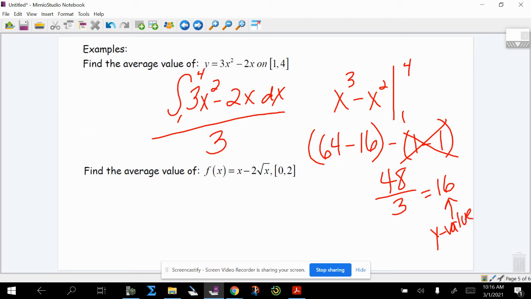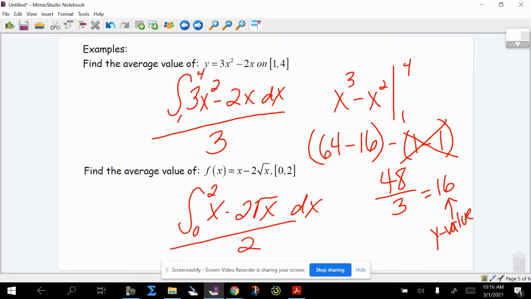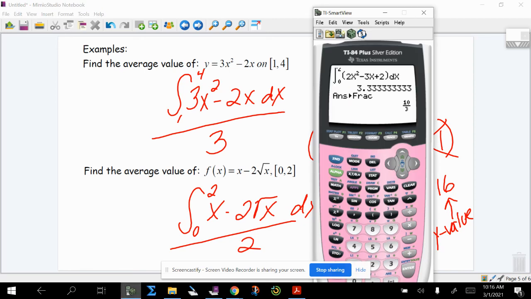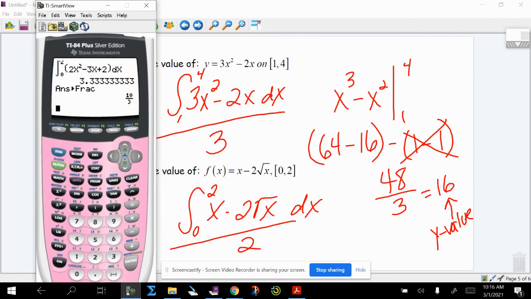Next one, I'm going to do entirely with the calculator, just because it's messy and to show you what the calculator actually does for you. So we are going from 0 to 2 and integrating x minus 2 root x. Notice I could not work with negative numbers here because of the square root. Whatever answer I get, I'm going to divide it by 2. So I'm going to go to my calculator, do math 9, and type in my boundaries. I'm going to type in the function that I want to integrate. You could use the 1/2 power or just the square root. I think a lot of times the square root's a little easier to type in.